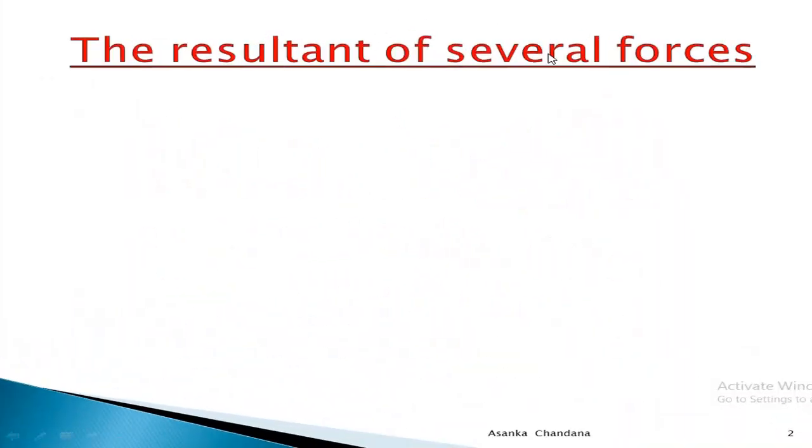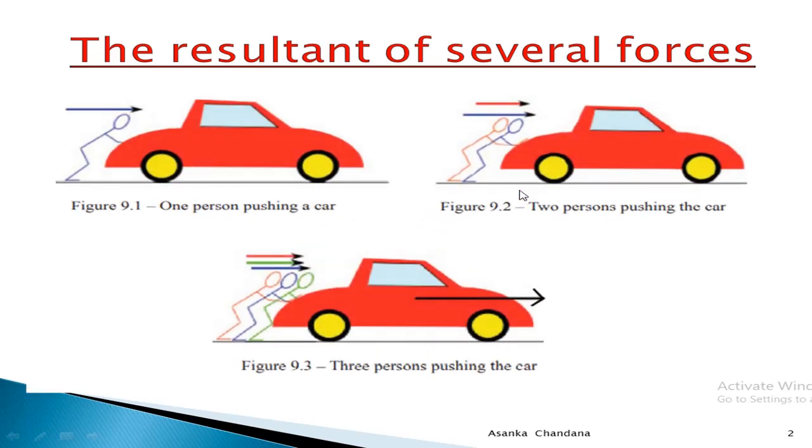First we will learn about the resultant of several forces. In previous lessons you have learned about what force is, right? In this lesson you will learn about the resultant of several forces. Now look at this picture. There is a car. This car is pulled by a single man. This car is pulled by two men. This car is pulled by three men. On which car is the largest force exerted? One person pushing a car, two persons pushing a car, three persons pushing a car.